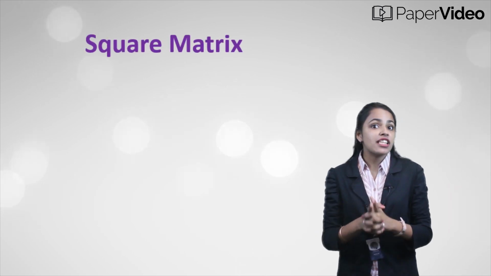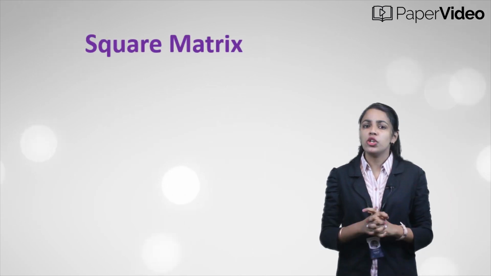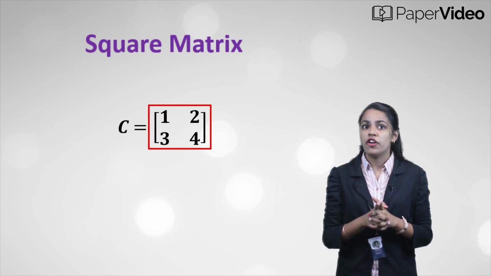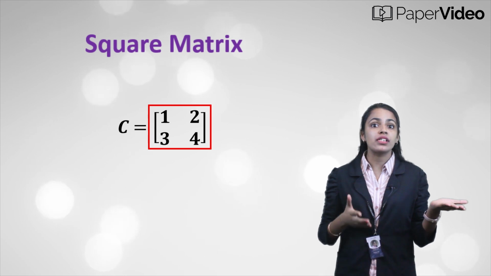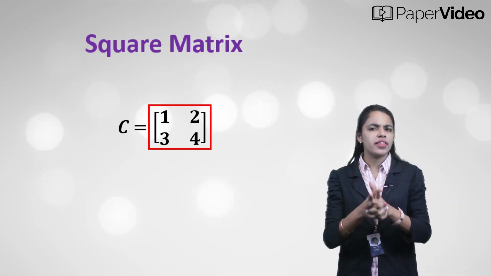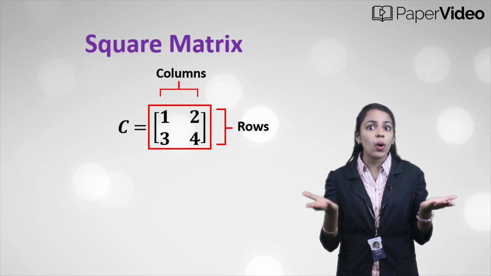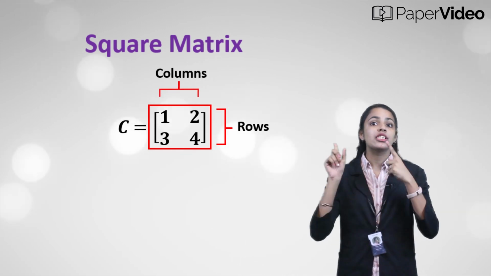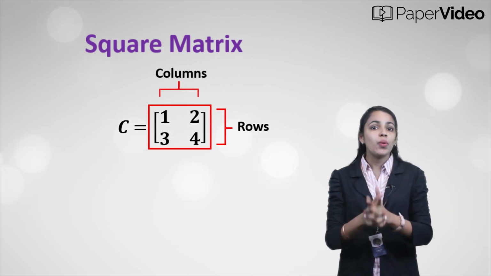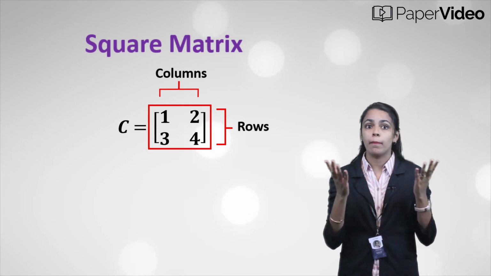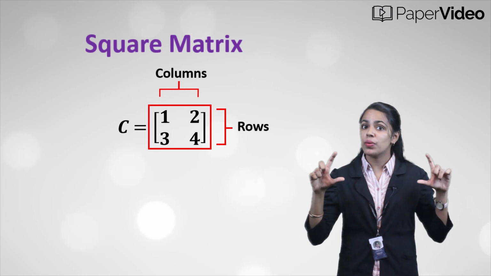Next, we have square matrix. As the name suggests, the matrix must look like a square, and that is only possible when we have same number of rows and columns. Therefore, a matrix having same number of rows and columns is known as a square matrix. A square matrix can have any number of rows and columns, but they must be equal.